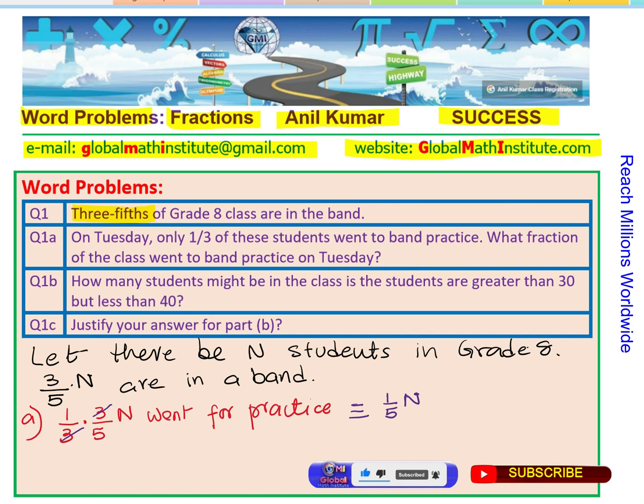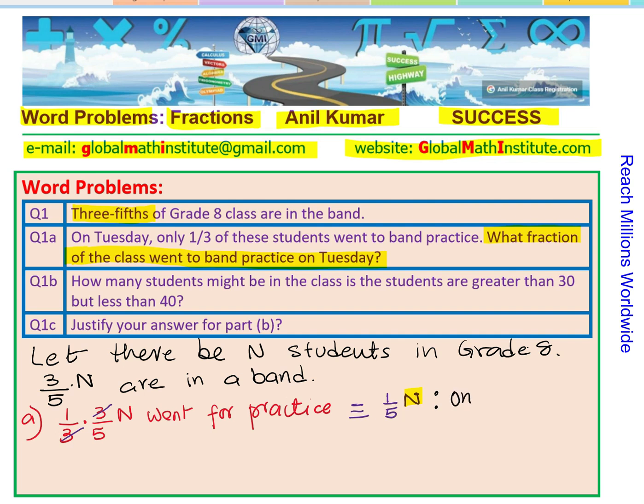You get the idea. So that is how simple it is if you systematically work on it. So what fraction of the class went to the band practice on Tuesday? So we want what fraction of the class. n is the number of students. So 1/5 of the class, because n is the number of students in the class. Makes sense? So 1/5 of n. Perfect. Now let's look into the next part, which is part B.